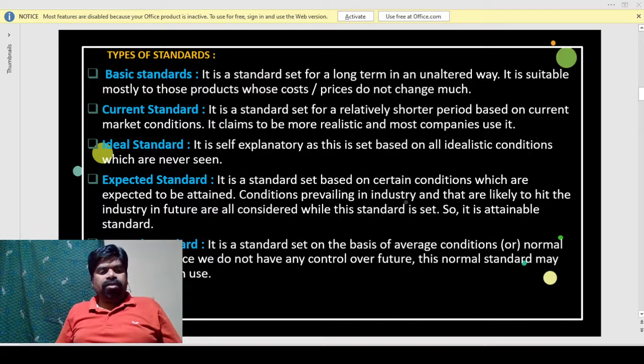Okay, next you see controlling process in standard costing. So what is the controlling process? Why are we using this standard costing? What is the process of the controlling aspect in this? Formulation of standard cost.